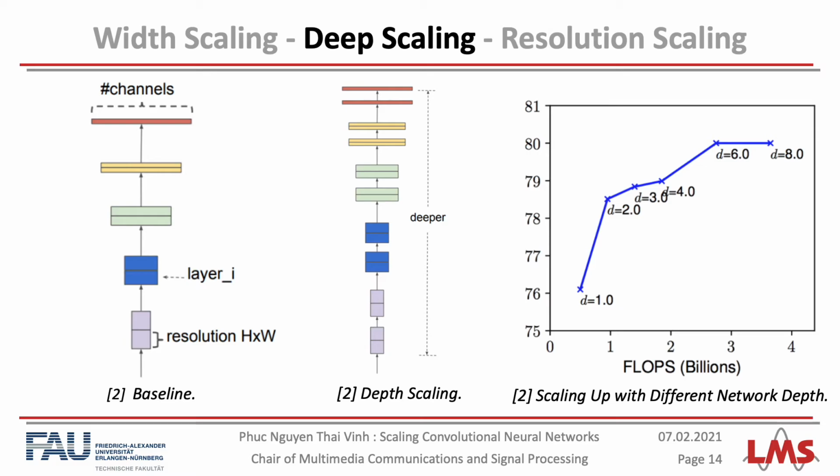When we go deeper, we have the problem with vanishing gradient descent, and it's really hard to update the parameters in the early layers. So it was saturated also.